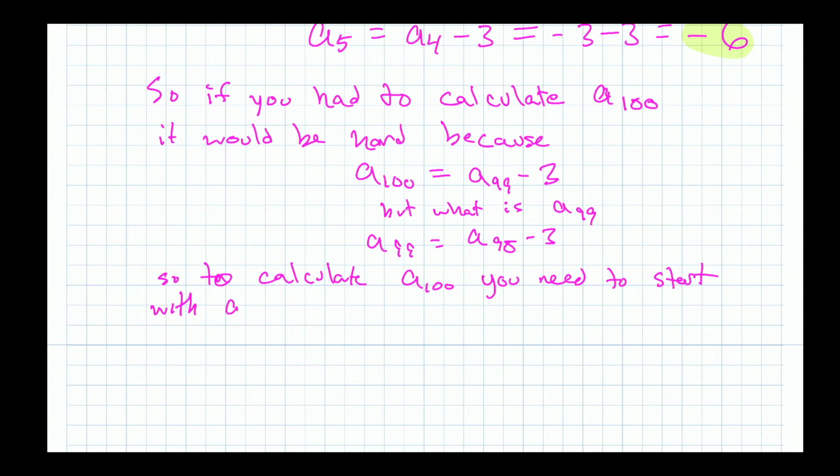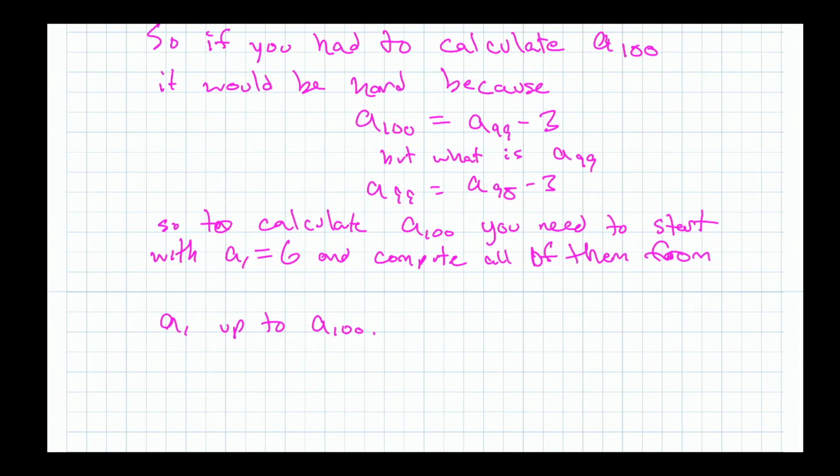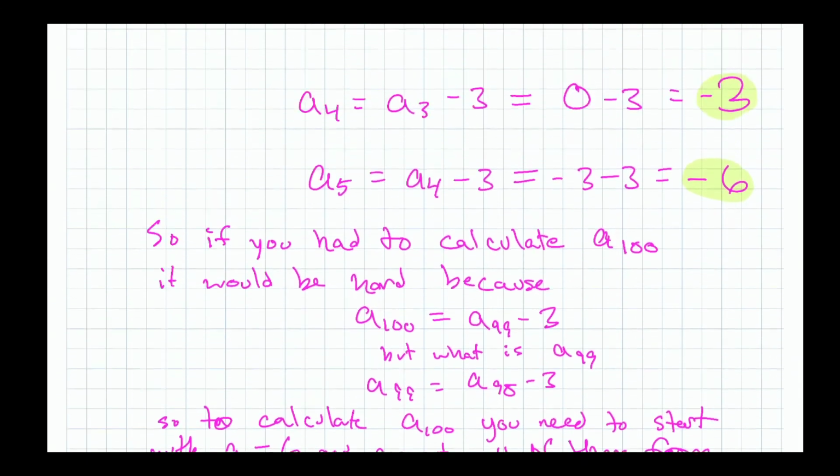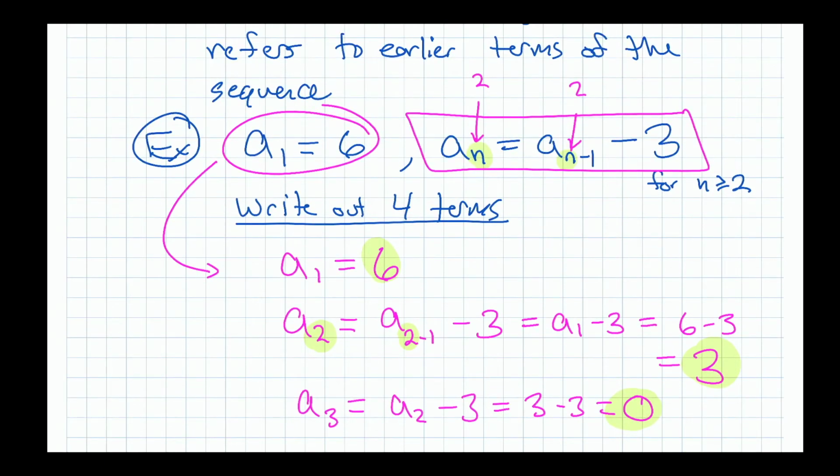You need to start with A1 equals 6, that's what it was, and compute all of them from A1 up to A100. So that's weird. Well, not weird, but I mean that's how it works. So it's recursive. Recursive means it refers to itself. So the formula refers to itself.